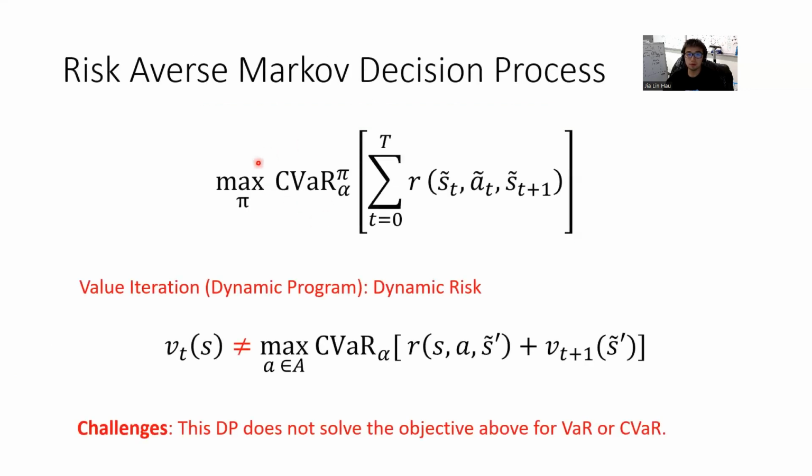However, you cannot do this for risk measures like VaR, CVaR, and EVaR. This is because they don't satisfy the tower property. When you nest them in a dynamic risk, it's not equivalent to the objective we are trying to solve as a static risk-averse MDP.